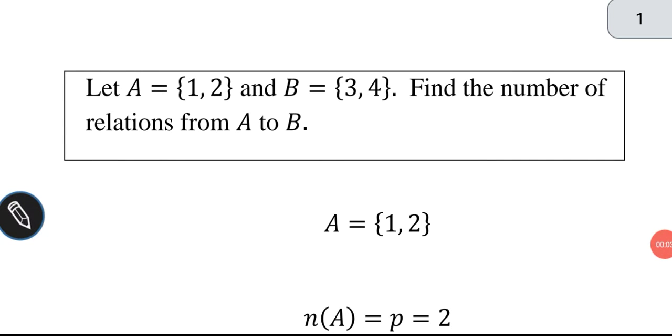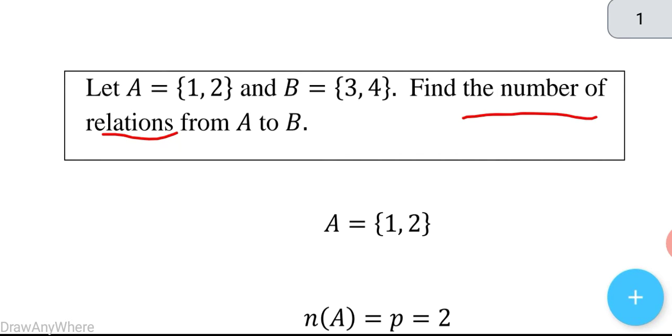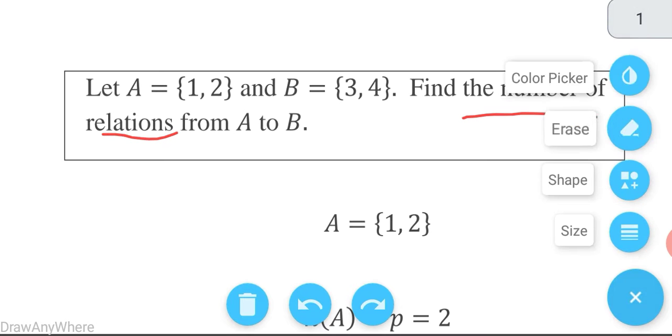Let set A equal {1, 2} and set B equal {3, 4}. Find the number of relations from A to B. The sets A and B are given, and we have to find the possible number of relations from A to B.